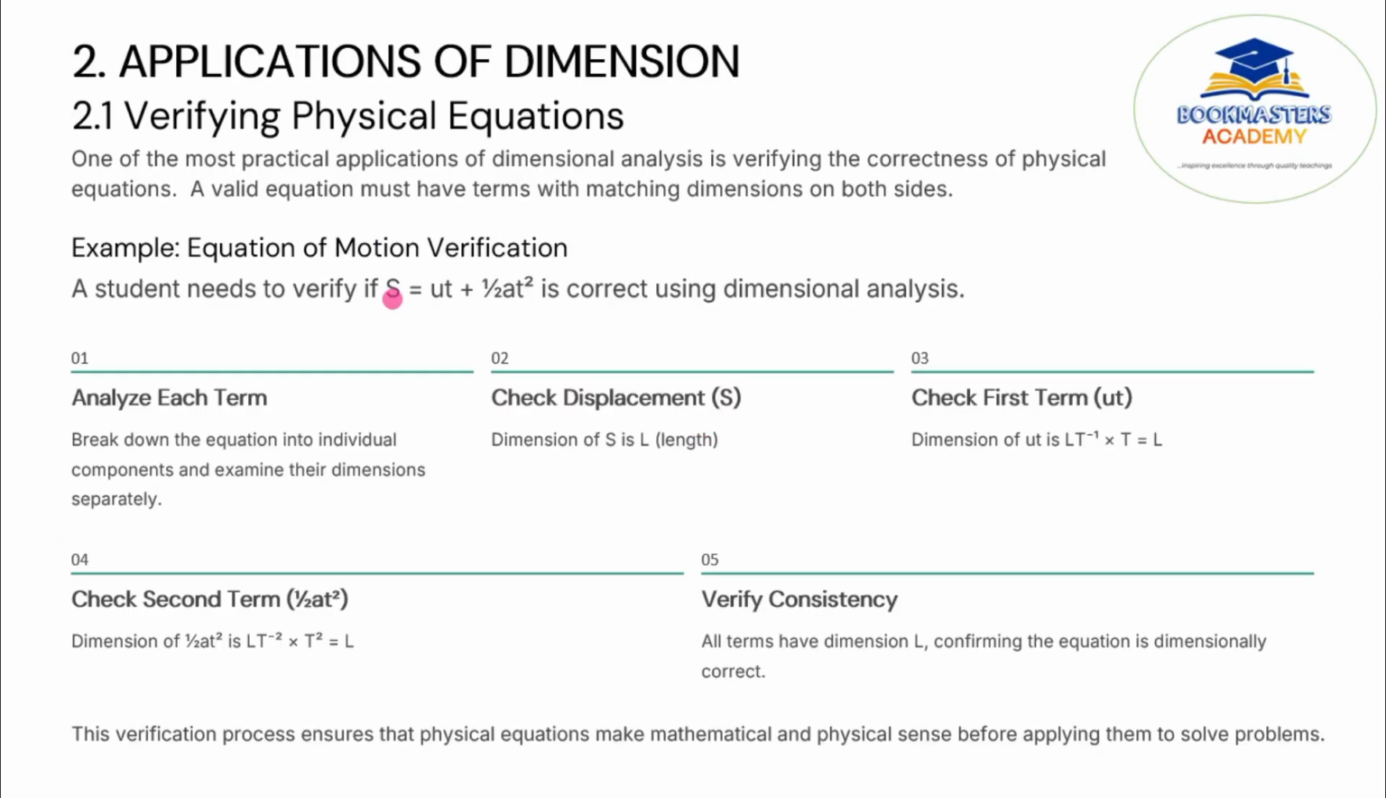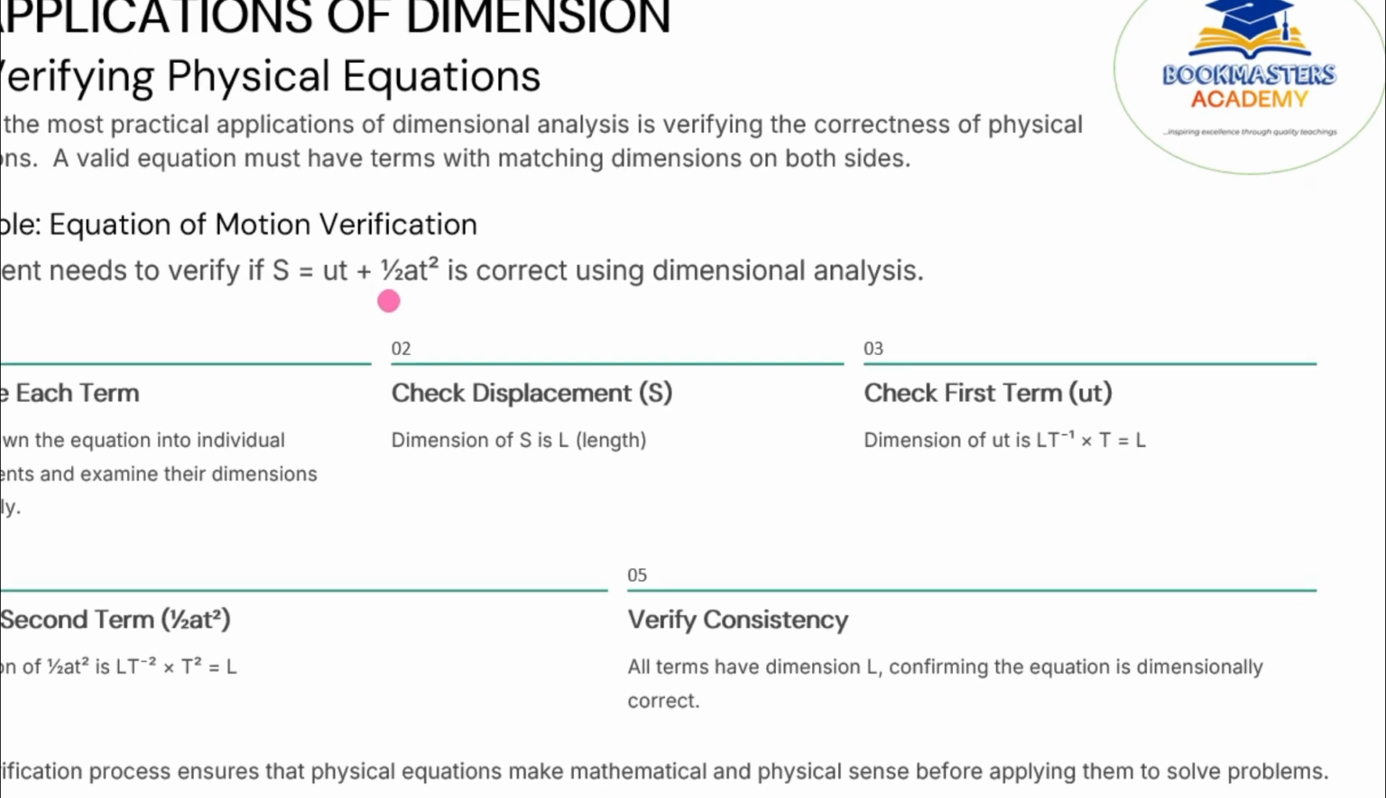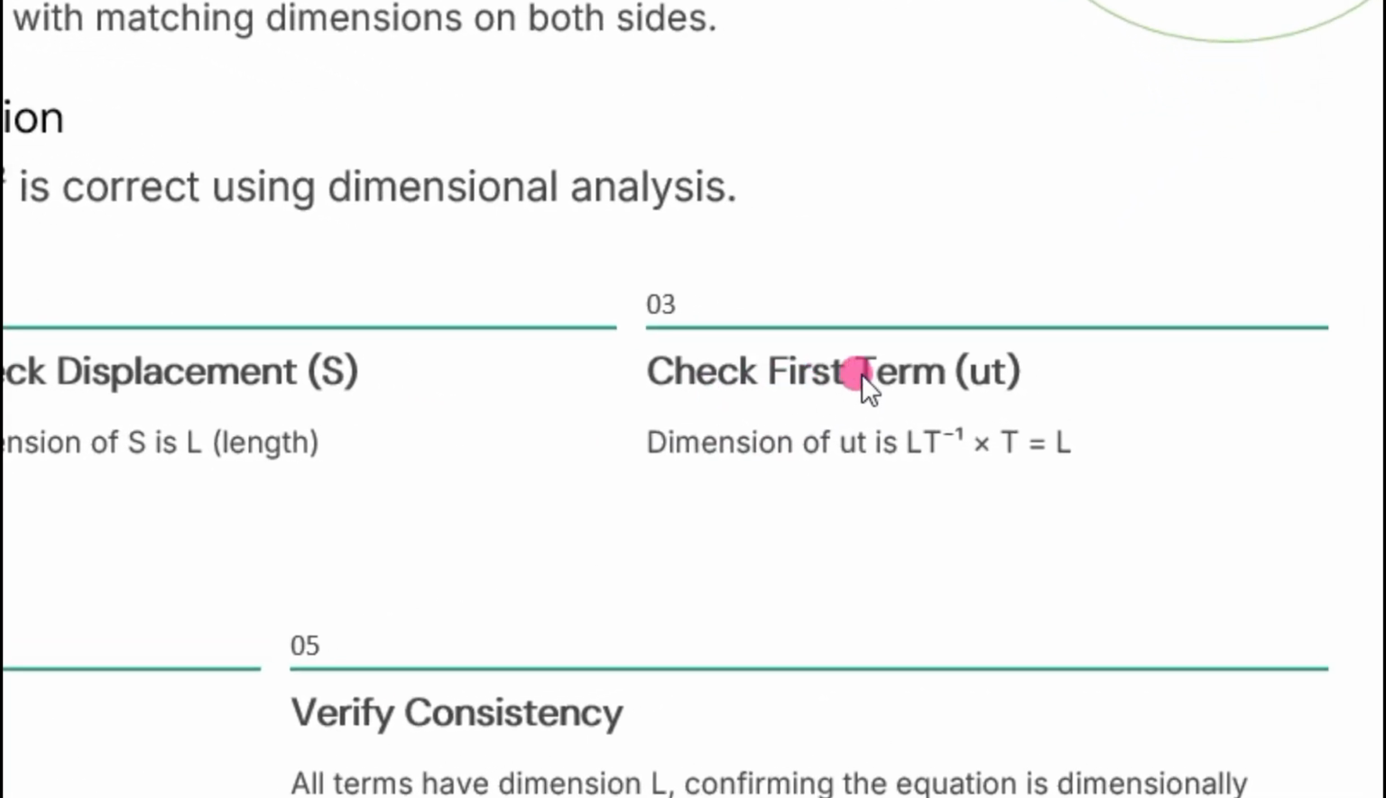So we now know that our left-hand side, the bone of contention, has dimension L. Let's check this whole thing. Does it combine to give us L? If it doesn't combine to give us L, guys, it's out. This equation is automatically wrong. We don't even need to go further. So let's check the first term, UT.